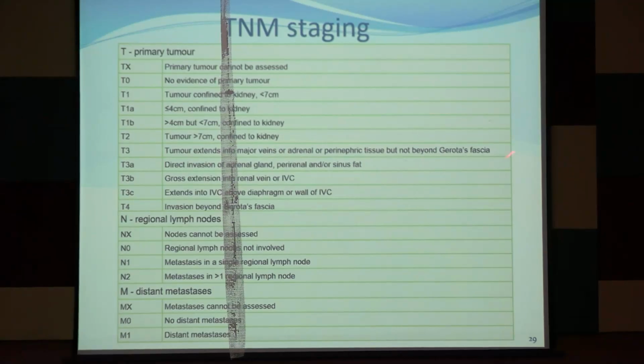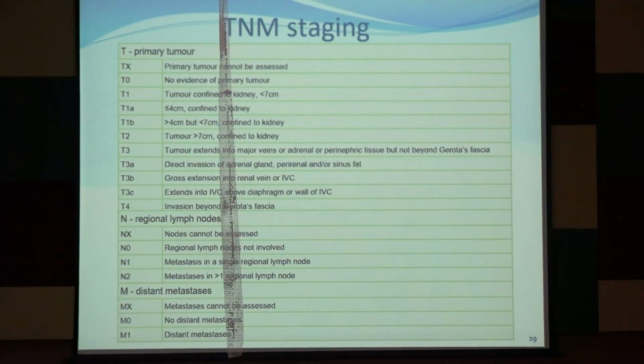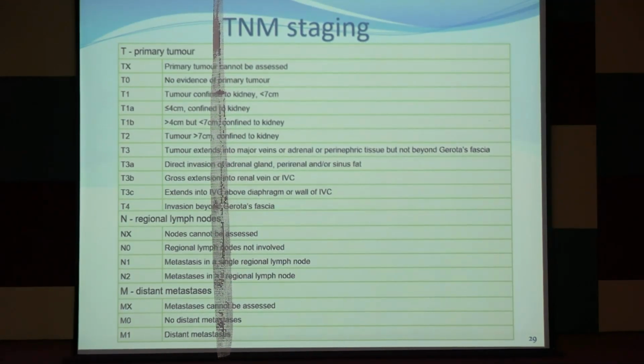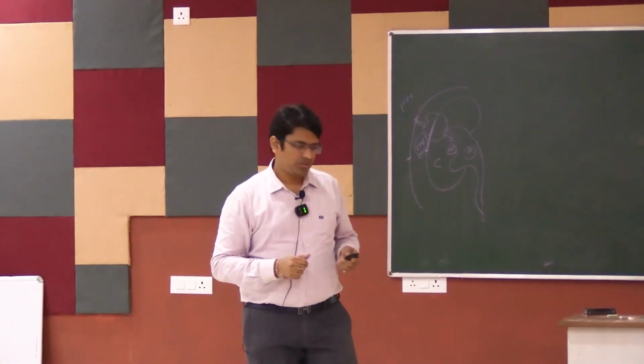Third stage is any of the areas which involve perinephric tissues, adrenal or major veins. Again, it is not beyond the Gerota's fascia. So that is the reason we give a lot of importance to Gerota's fascia, because once it is breached, it is the highest stage of the kidney tumor. So Gerota's fascia and ultimately beyond, this tumor is already advanced.